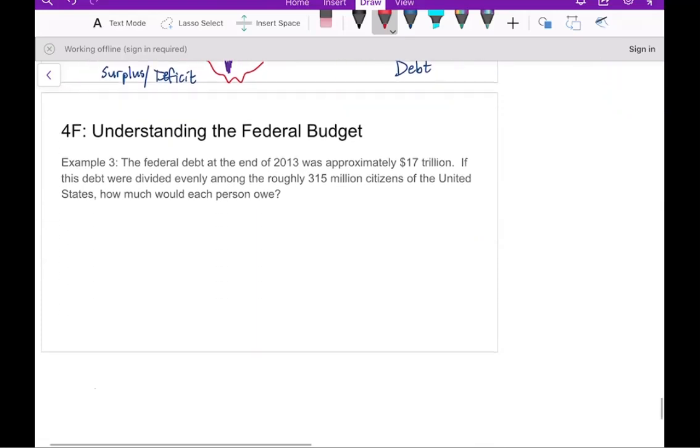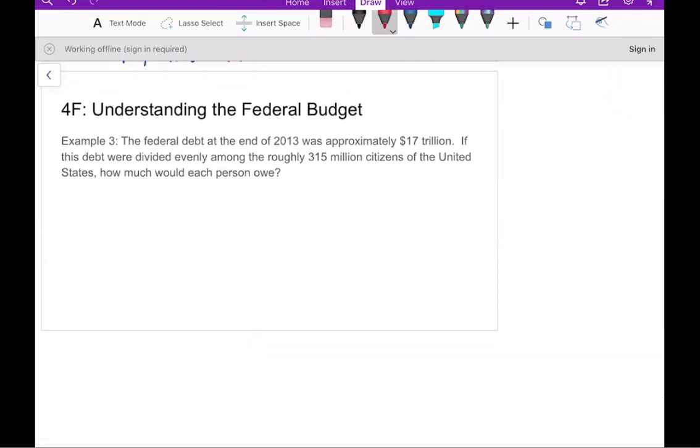Okay. Now, the federal debt at the end of 2013 was approximately $17 trillion. If this debt were divided evenly among the roughly 315 million citizens of the United States, how much would each person owe? All right, so this is an interesting problem. Let's take a look at this.